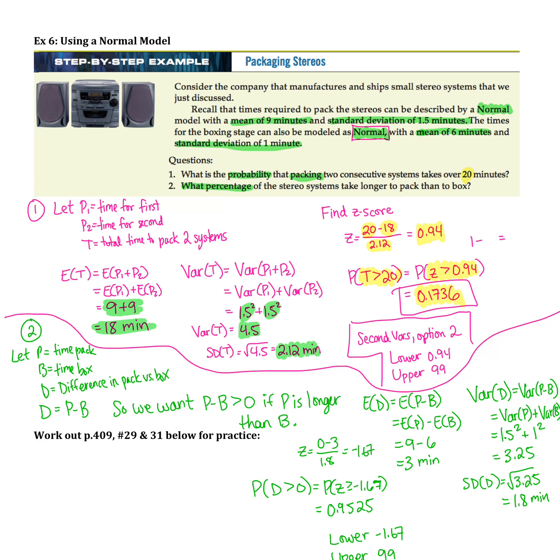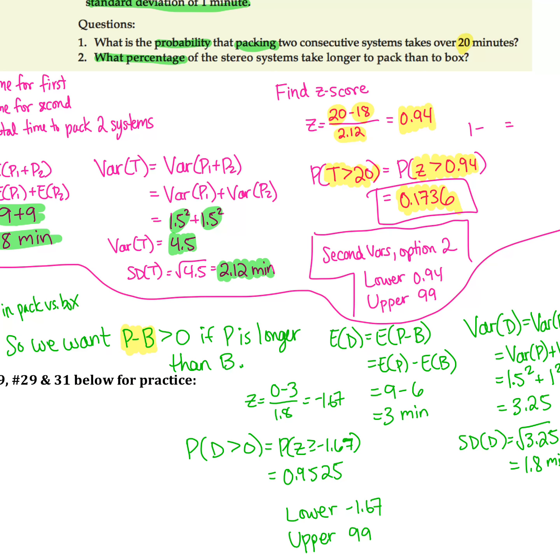The next question says, what percentage of the stereo systems take longer to pack than to box? So we want my P minus my B right here. Packing minus boxing. We need that difference to be greater than 0. If that difference is greater than 0, then P is taking longer than B is. Once B is taking longer than P, when I subtract the two, I would not be greater than 0. One would surpass the other. I would subtract off too much, and I would be negative. So as long as it's greater than 0, we know that we are taking longer to pack than to box.